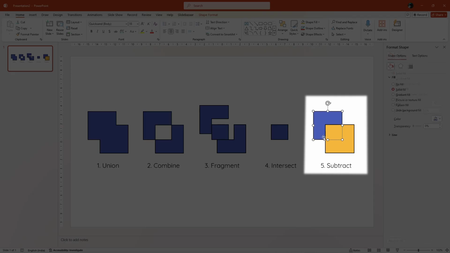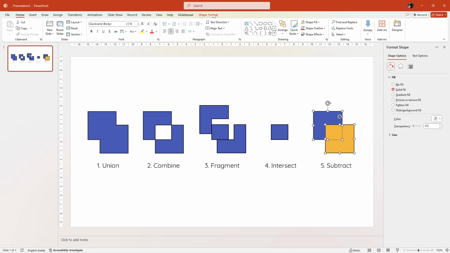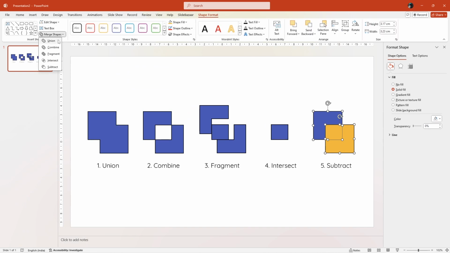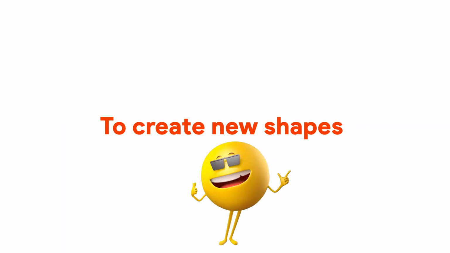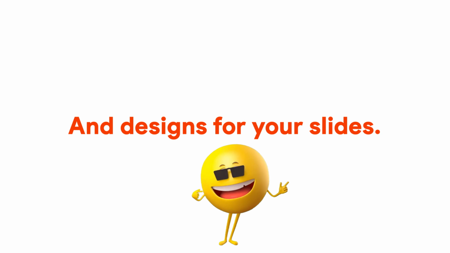Now, in Subtract, the first shape selected remains, while the overlapping areas of the other selected shapes are removed from it. This feature is ideal for creating custom cutout designs or silhouettes. Well, that's pretty much it. You can use these merge shapes during your workflow to create new shapes and designs for your slides.